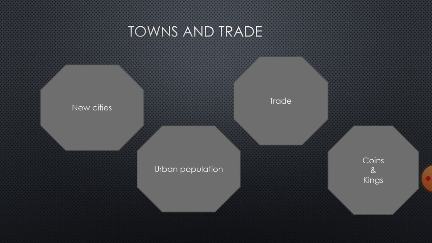In today's session, we move away from the villages to the towns and the trades. We shall shift our focus to the four pillars of the urban center. These were the new cities, the urban population, the trade that was going on, and kings and the coins.